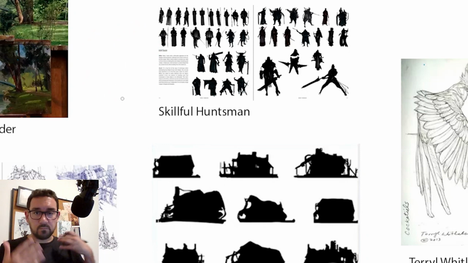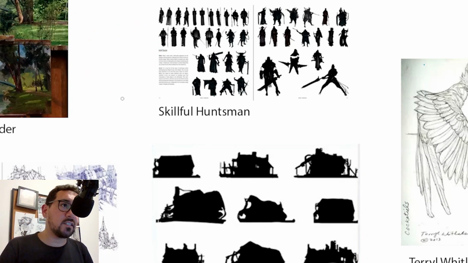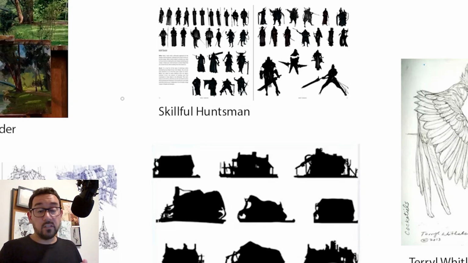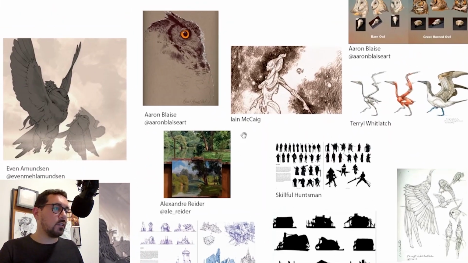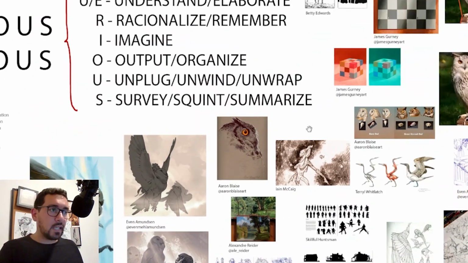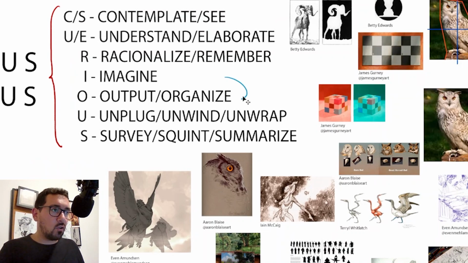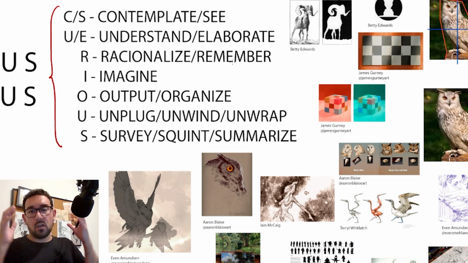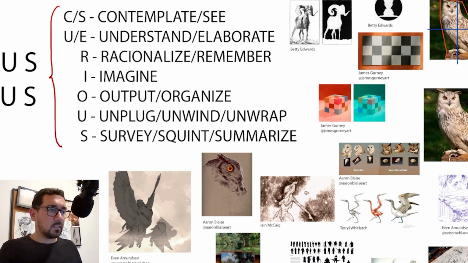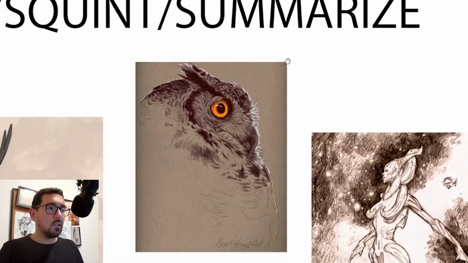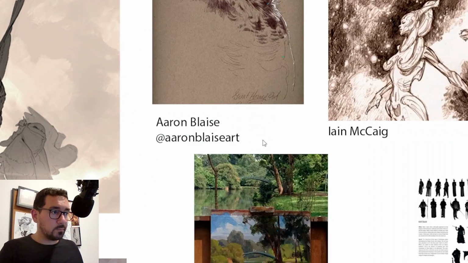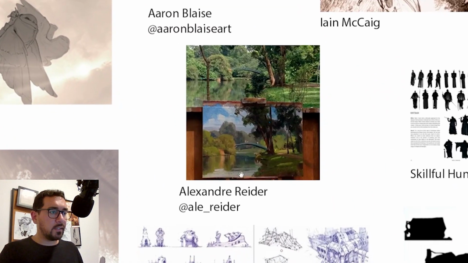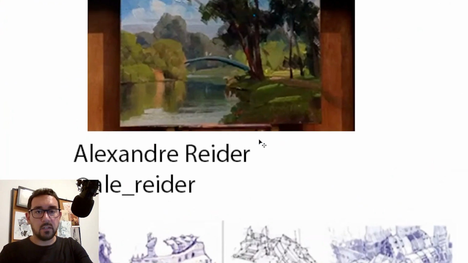So a lot of processes, and Scott Robertson had a great tutorial also back in the day where he taught environments in a similar method of throwing shapes together and trying to visualize stuff. That's really great. Once you have imagined, it's going to be also an iterative process with outputting it and organizing all that information on the canvas, on the paper. As we talked about Aaron Blaise's owl here, I want to talk about this other example. Another amazing artist from Brazil, a plein air painter, Alexandre Reider.